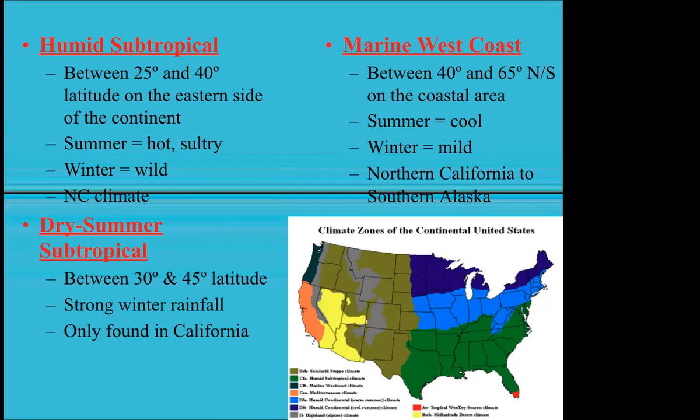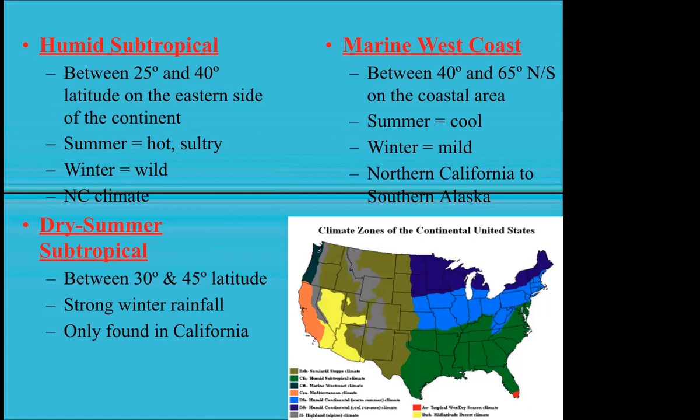Next is marine West Coast. So this is between 40 and 65 degrees north and south. So when we're talking north and south, that takes us back to when we did temperate. So that's above, below, okay? The summers are cool. The winters are mild. This is Northern California to Southern Alaska. Okay, so does everybody see the difference there?